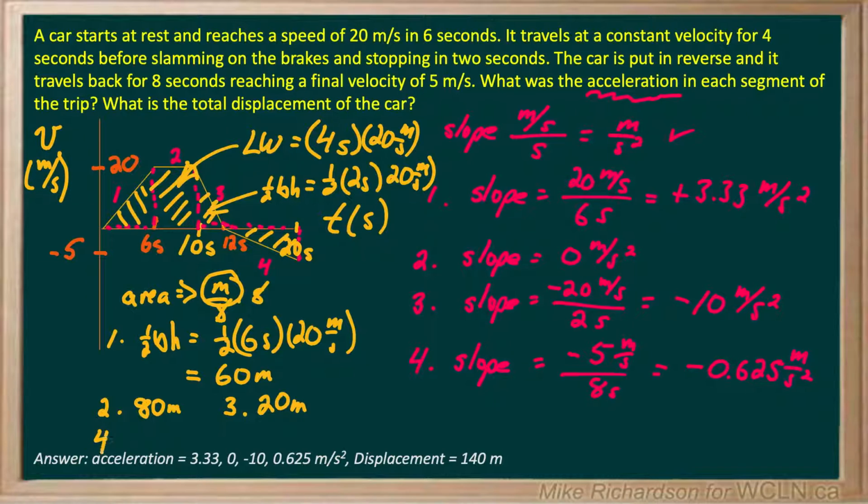And then region 4, we also have a triangle, but it's below the axis, so it's going to be negative. This one has a base of 8 seconds and a height of 5. And 8 times 5 is 40, but we have to go 1/2 base times height. So it's going to be negative 20 meters. Now if we add up all these areas, and I'll just circle them all. There's area 1, 60, plus 80, now we're at 140, plus 20, we're at 160, minus 20, we are back to a total displacement of positive 140 meters.